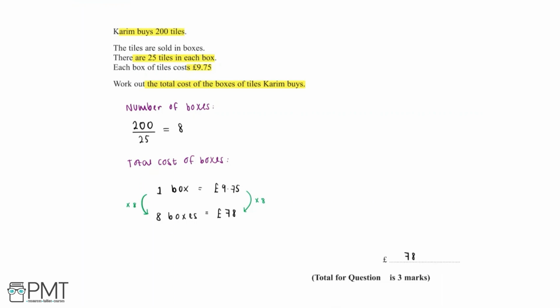Now this question is worth 3 marks. We get the first mark for finding that the total number of boxes that Karim buys is equal to 8. We get the second mark for multiplying £9.75 by 8 in order to find the total cost of the boxes of tiles that Karim buys. And we get the third and final mark for the correct answer of £78, allowing us to get the full 3 marks needed in this question.